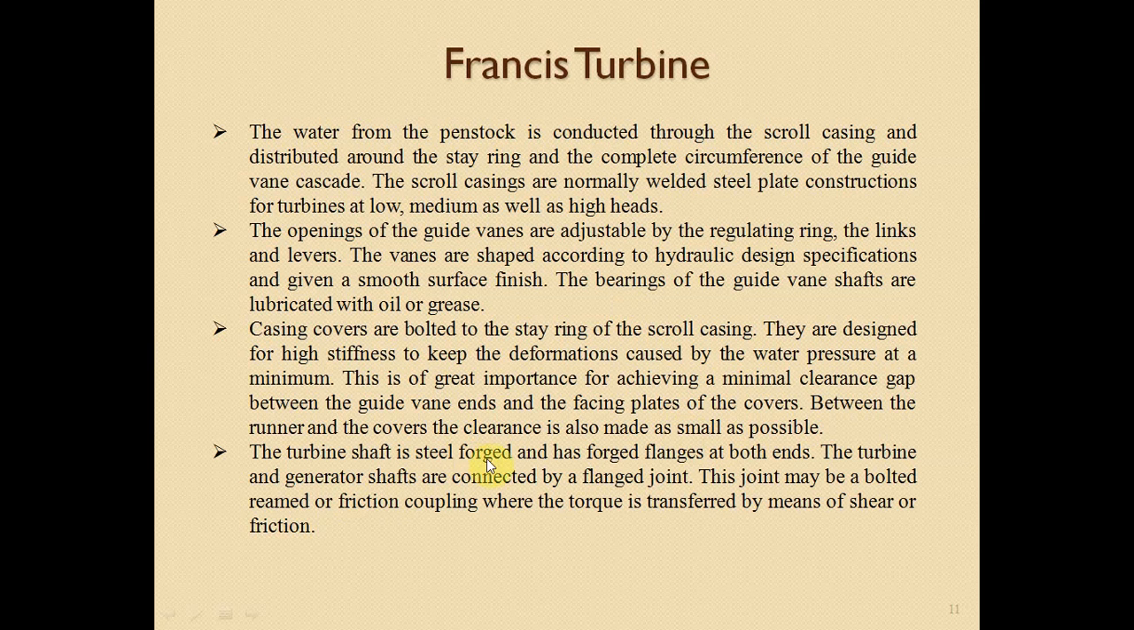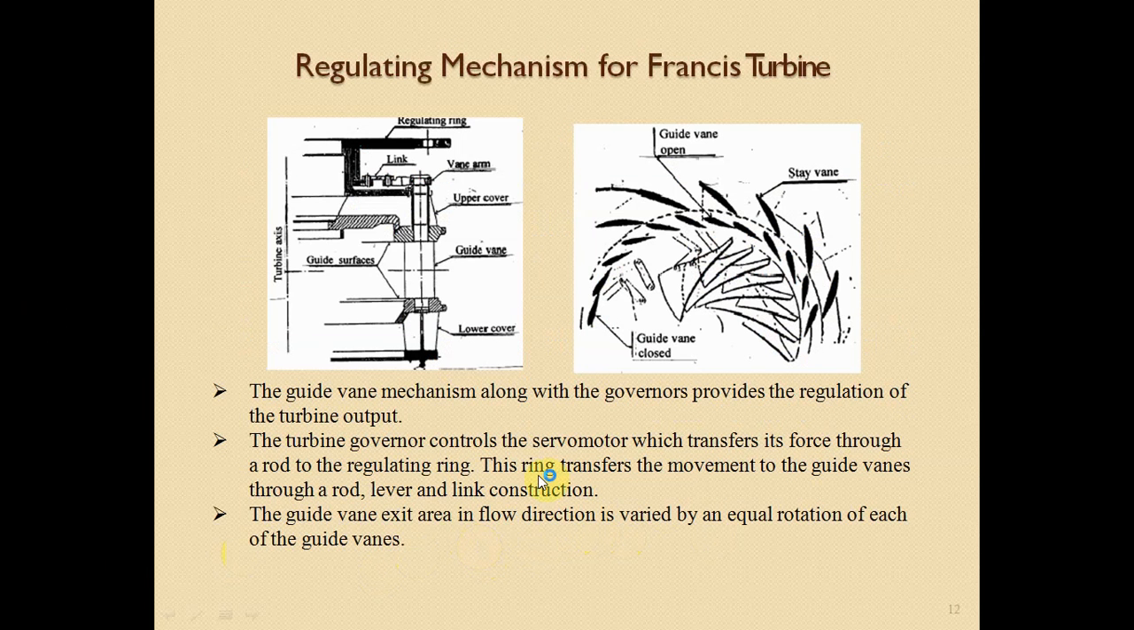The turbine shaft is steel forged and has forged flanges at both ends. The turbine and the generator shaft are connected by the flanged joint. This joint may be bolted, rammed, or a friction coupling where the torque is transferred by means of shear or friction.